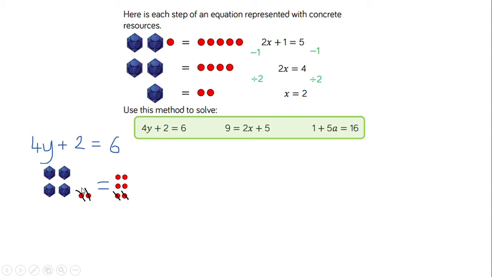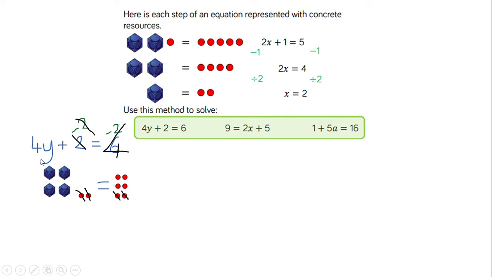Okay, so I'm going to take 2 from this side. But if I take 2 from this side, I need to take 2 from that side to keep my equation balanced. So I can see that in the formula how we would write that, I would take 2 from each side. Okay, and that would then leave me with, if I take that 2 away, that leaves me with nothing. They cancel each other out. And over here, 6 minus 2 equals 4.